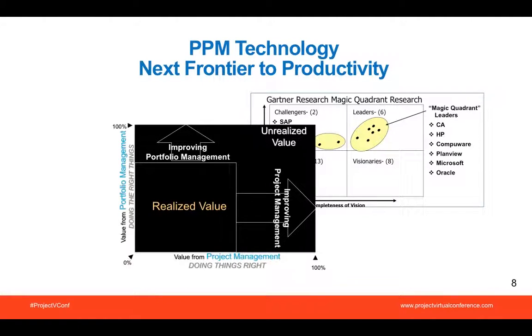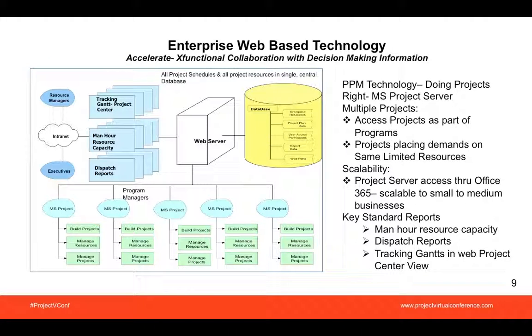Now, what does project portfolio management technology for doing projects right look like? This is shown on the next slide. You'll see on the bottom half there are multiple projects with Microsoft Project, or some people call it standalone. This includes scheduling, resources, and costs if it's necessary in a standalone environment. The top half shows an enterprise version, which is Microsoft Project Server: Windows Server, Project Server, an SQL database, and a Project Web application.